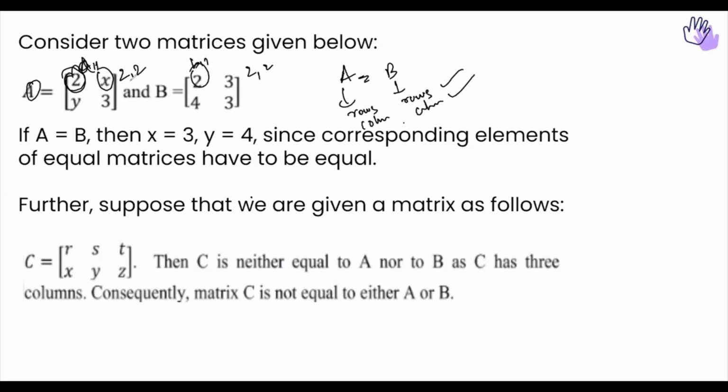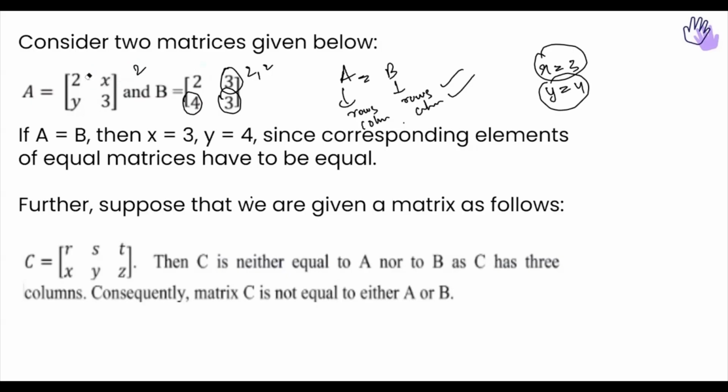Okay, that is fine. Now come to x. x should be equal to 3. Then only A and B will be the same. Coming to y, y should be equal to 4. And 3 is already equal to 3, as you can see. Right? So from this, we can say that your x value will be equal to 3 and y value equal to 4. Then only the matrices will be equal. If not, the matrices will not be equal.